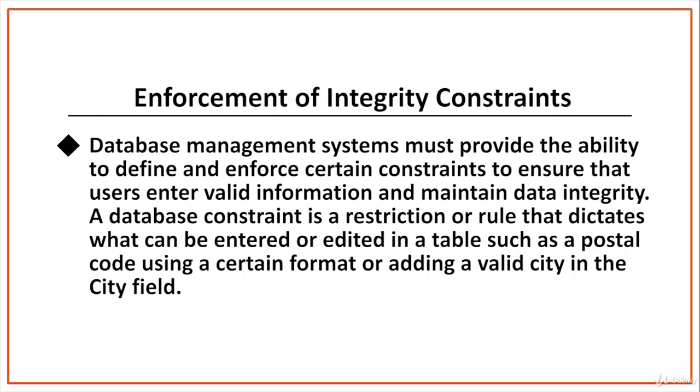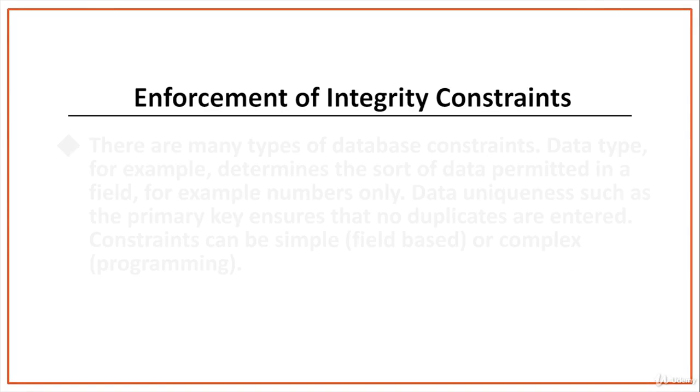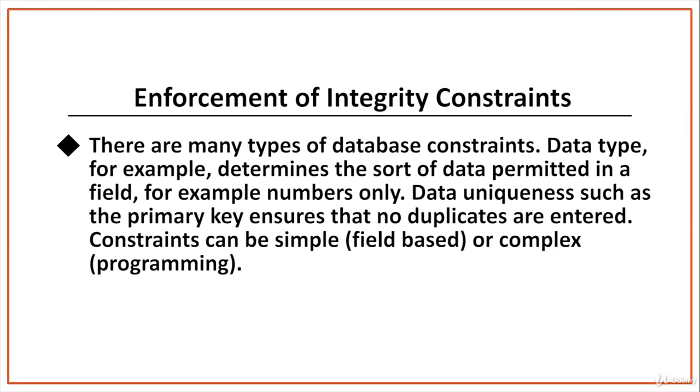A database constraint is a restriction or rule that dictates what can be entered or edited in a table, such as a postal code using a certain format or adding a valid city in the city field. There are many types of database constraints. Data type, for example, determines the sort of data permitted in a field. For example, numbers only. Data uniqueness, such as the primary key, ensures that no duplicates are entered. Constraints can be simple, like field-based, or complex, like programming.